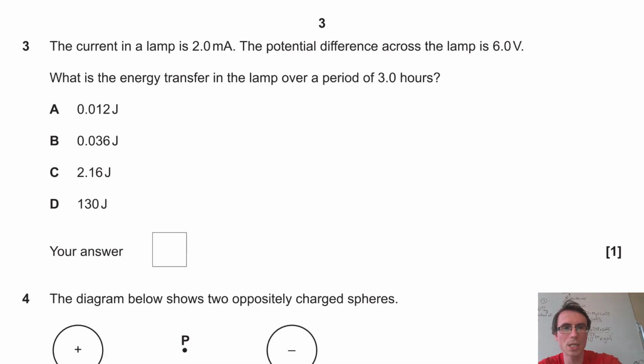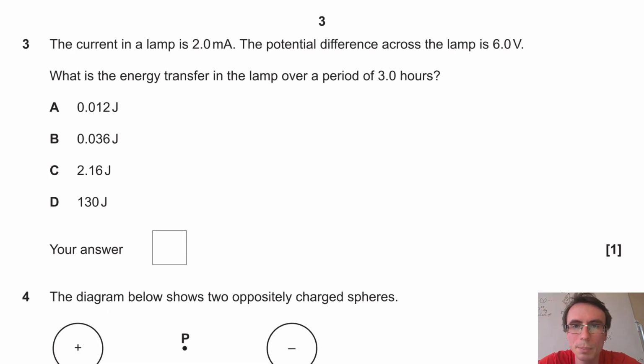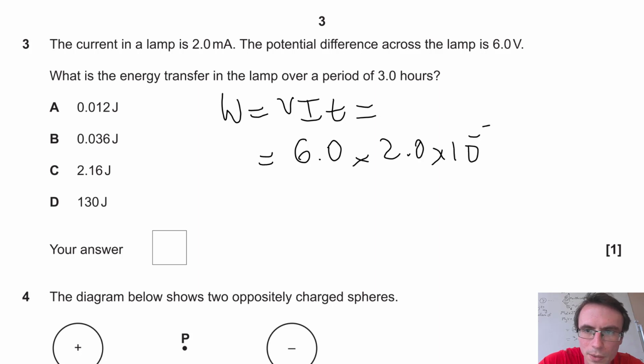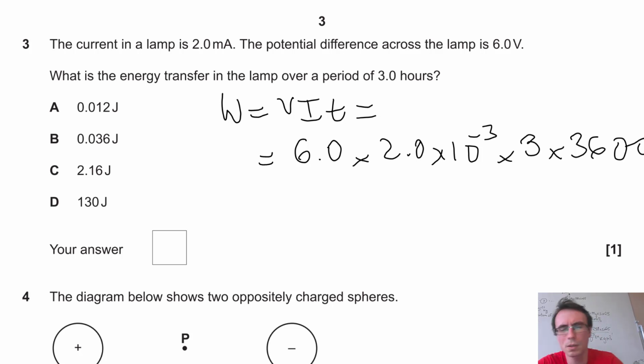Okay, number 3, the current in a lamp is 2 milliamps. The potential difference across the lamp is 6 volts. What is the energy transfer in the lamp over a period of 3 hours? Okay, so energy transfer is given by VIT. Are we given the power in this case? No, we're given this, so it's going to be 6.0 multiplied by 2.0 times 10 to the power of minus 3 multiplied by 3 hours, so it's going to be 3 times 60 times 60, 3,600.